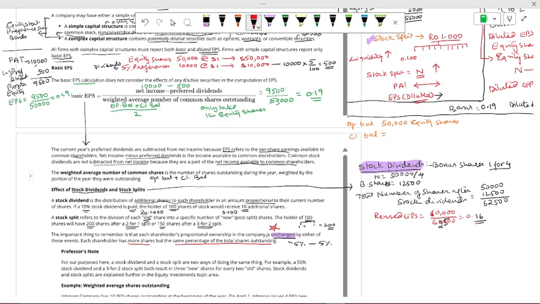Now, we will take an example of the stock split also. How many shares are there? The number of shares is 550,000. Now the stock split, we'll go with a simple one, 2 to 1. Now with 2 to 1, how many new shares will there be?